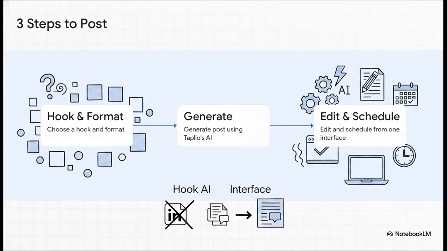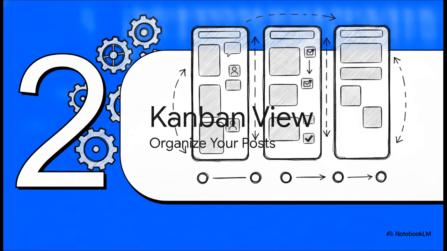So, how do you actually write the post? Well, it's a beautifully seamless 3-step process. First, you just click to choose a hook and a format. Next, you prompt Taplio's specialized AI to generate an outline and write the post based on those proven viral frameworks. And finally, you jump in to edit, sprinkle in your personal voice, and schedule it directly. You do 100% of this from a single interface. No more bouncing back and forth between ChatGPT, a random Google Doc, and LinkedIn. It's all right there.